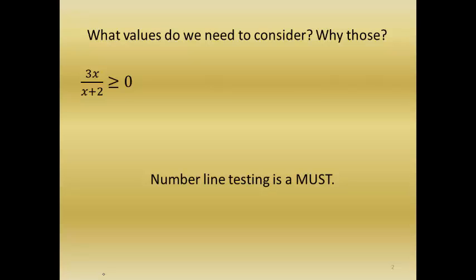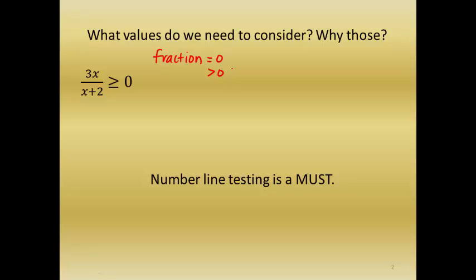So I've got an example here where I've got a fraction that I've set equal to 0 or it is greater than 0. And we have to consider where it will be exactly equal to 0, because that value needs to be included, or excluded if I didn't want it to be equal to 0. So it's an important value.